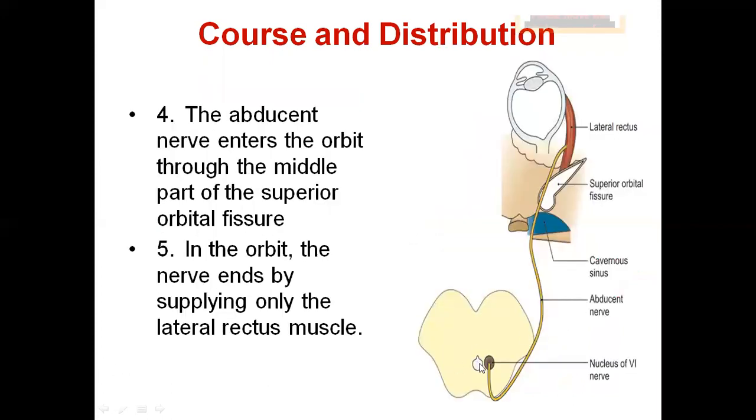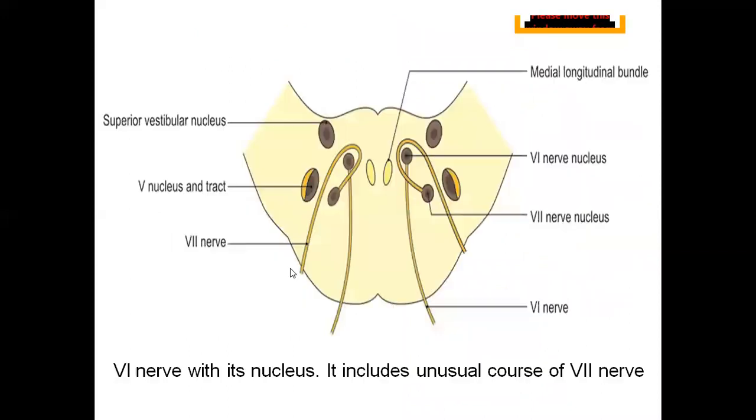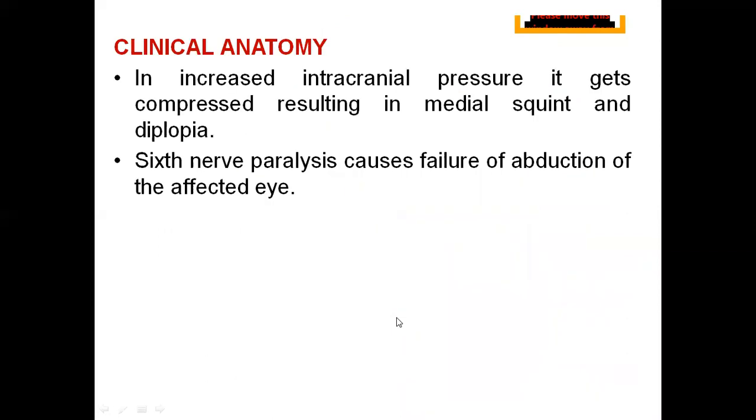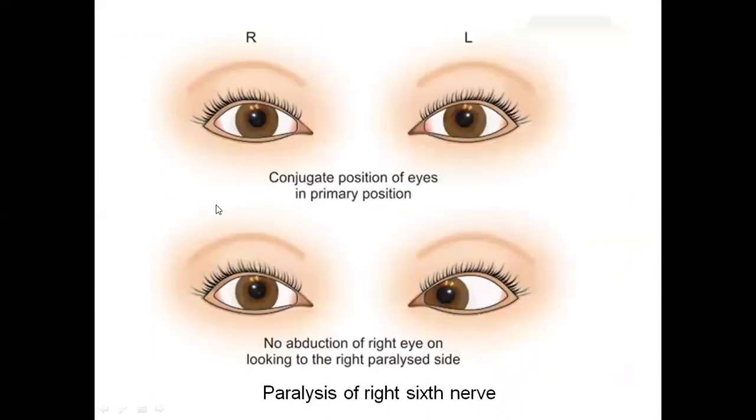Now this is our abducent nerve. It enters the orbit through the middle part of the superior orbital fissure. In the orbit, the nerve ends by supplying the lateral rectus muscle. Okay, this is the sixth cranial nerve, that is abducent. In increased intracranial pressure, it gets compressed, resulting in medial squint and diplopia. Sixth nerve paralysis causes failure of abduction of the affected eye.